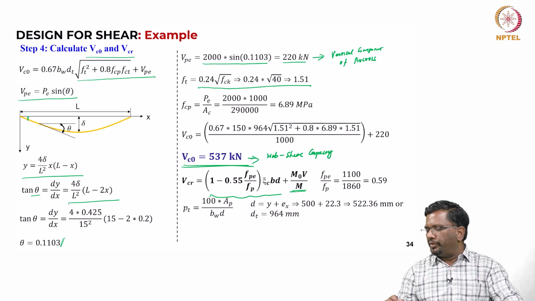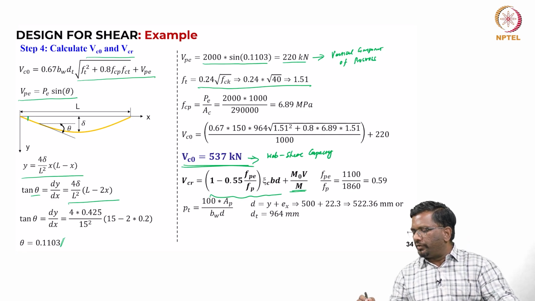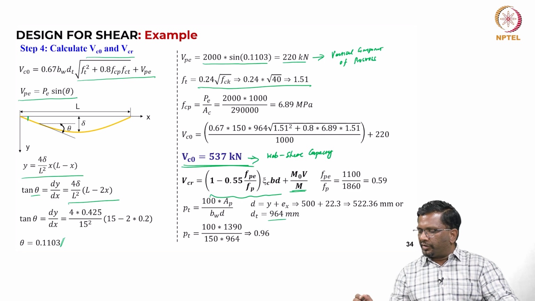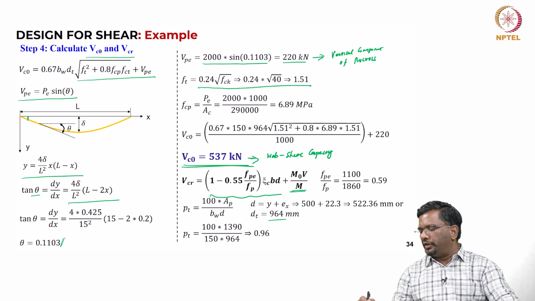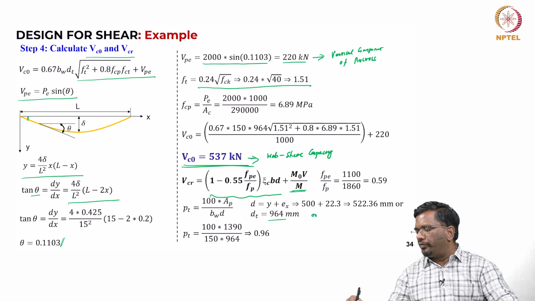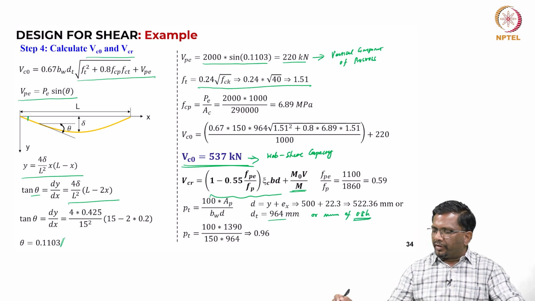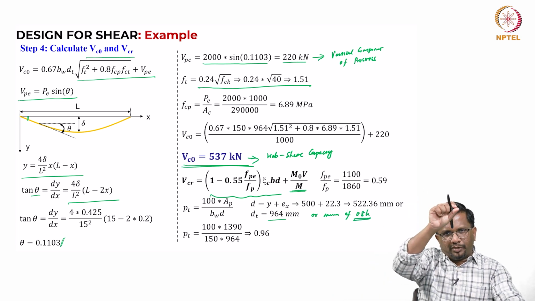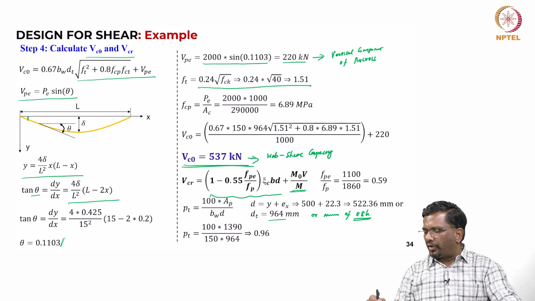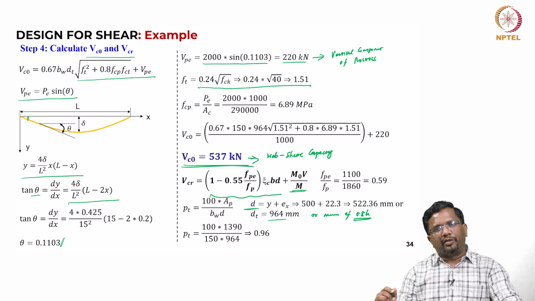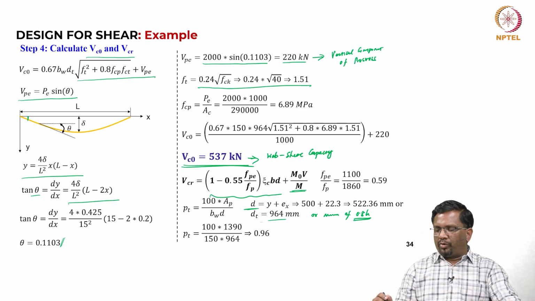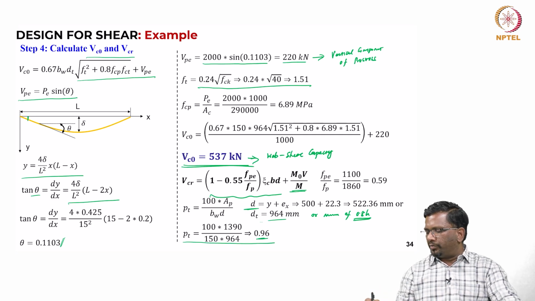100 into AP by BW into D, and D you take that as 522 or 964, and if you substitute, you cannot take a smaller value, okay. So always, you have to take DT, or a minimum of 0.8 H should be taken. So just because your pre-stressing cable is close to the CG, you should not take this D. You have to take either DT or a minimum of 0.8 H in calculation of your percentage of your steel. Okay, that is why I end up with 0.96.